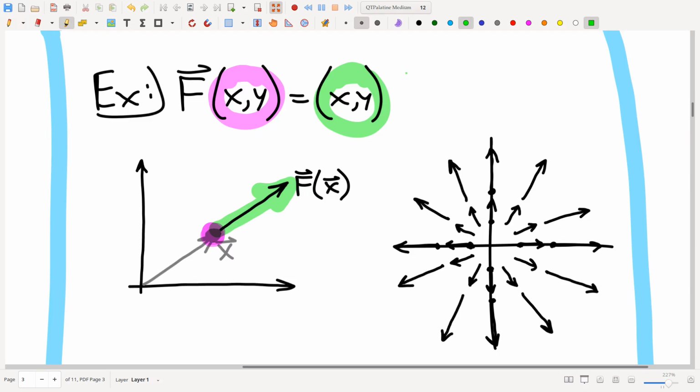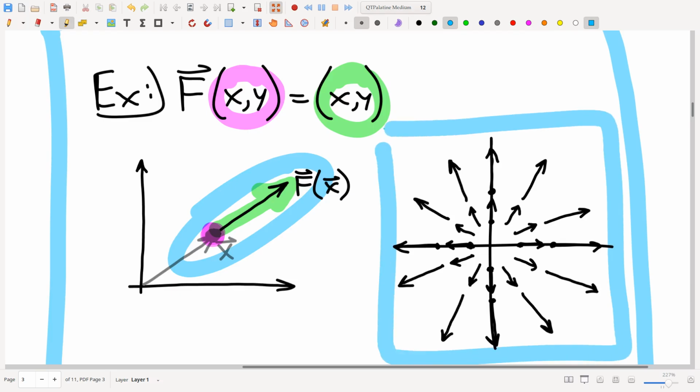So notice, that means that all the field vectors here point away from the origin, and the further the point is from the origin, the longer the field vector is going to be. And with all of that in mind, this single instance that we drew generalizes to something like this. Notice all these vectors pointing radially away from the origin, and the farther you are from the origin, the longer the field vectors are.